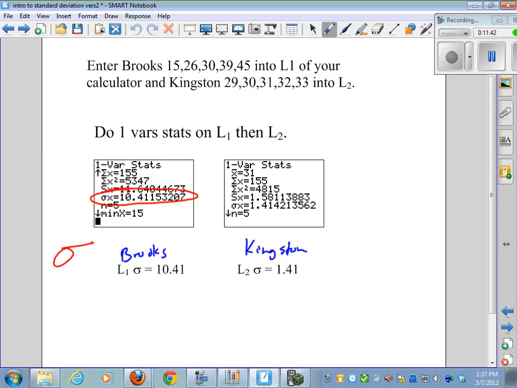We already know the Brooks one was the inconsistent one, right? This is a high standard deviation. The standard deviation is 10.4. Now, if you want to see the Kingston one, you calculate one variable stats on L2. Right. This one is a low standard deviation. 1.41 is considerably less than 10.41. The Kingston is more consistent and it has a low standard deviation. It means the numbers are not that spread out. They are bunched close together. That's what it means. Does that make sense?